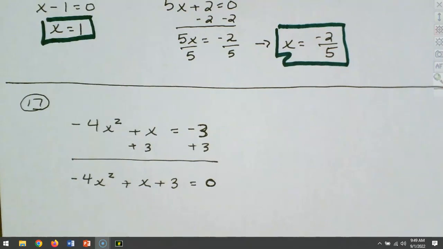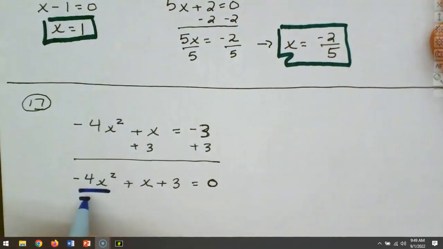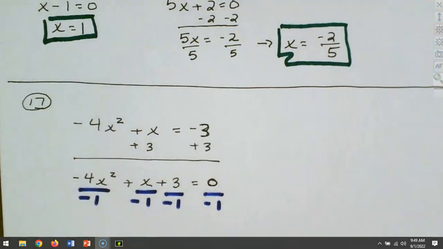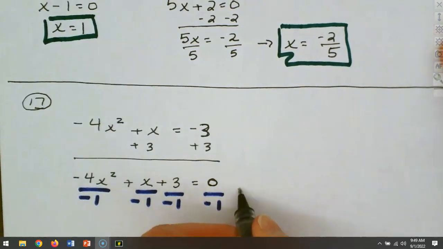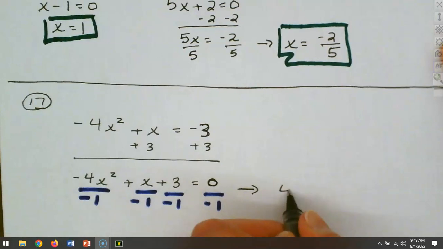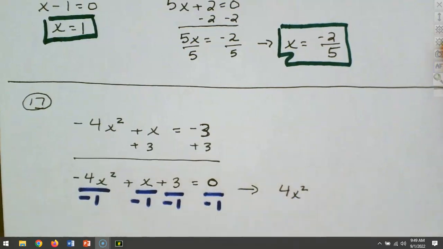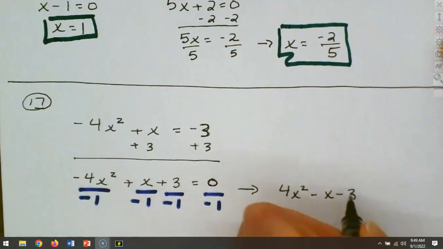To make it easier, we never ever want the x squared part to be negative. You'll be doing this also when you work with the quadratic formula. It begins with a negative 4x squared, so we want to make sure it's positive. I'm going to divide everything by a negative 1. That switches all of your signs, and that makes sure our x squared stays positive. So if it starts with a negative, divide everything by a negative 1, which makes it 4x squared minus x minus 3.